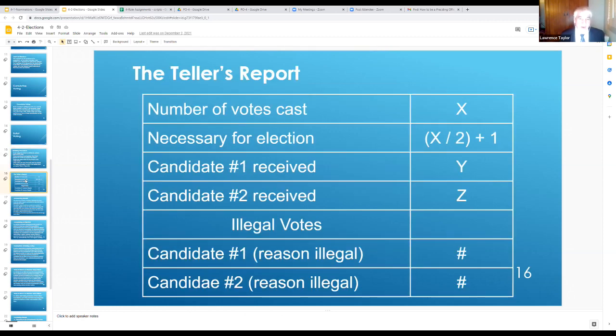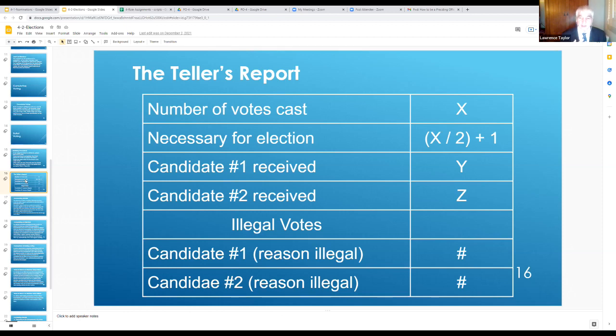The teller's report is really important because it's a very clear way of reporting the results of the election. And in Robert's, if Robert's Rules of Order is your parliamentary authority, then this is the format in which the results are prescribed to be reported. So the first piece of information is the number of votes cast. So you could have 100 people in the room, but only 90 people decided to cast votes.